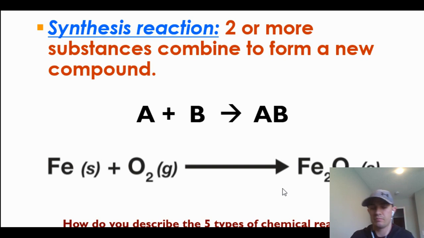An example of this: iron and oxygen combine to make iron oxide, which is just rust.